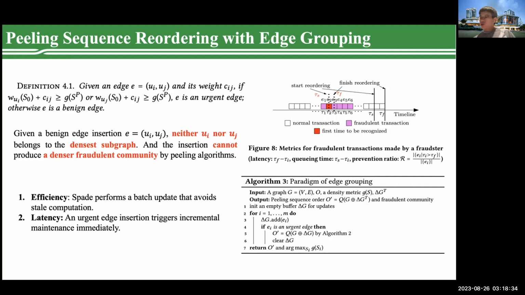One of the key advantages of utilizing the SPADE framework is its ability to perform a batch update. This approach ensures that computations remain fresh and avoid becoming stale, enhancing overall efficiency. When an urgent edge insertion comes in, triggering incremental maintenance becomes a priority. The SPADE framework is designed to address this scenario by immediately handling the required incremental updates. This low latency ensures that the framework remains responsive even in dynamic environments.